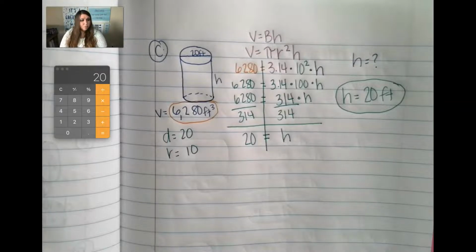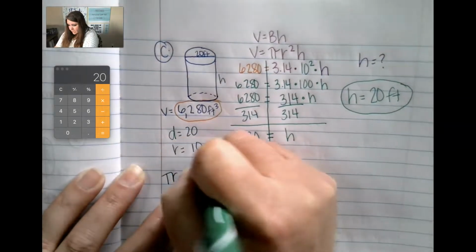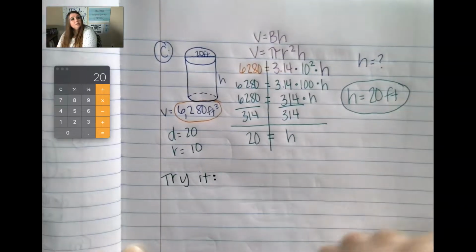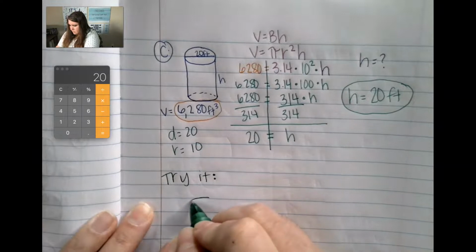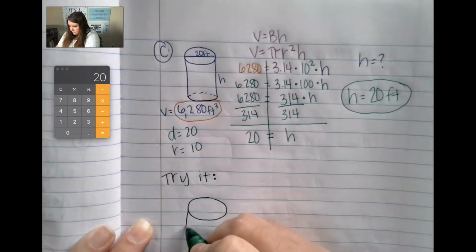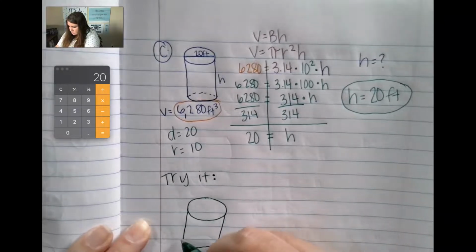Okay, we are going to look now at your try it. So let's go ahead and look at your try it for today. You are looking for the height. So look for the height. This cylinder that they give you today happens to be slanted. So I'm going to try my best here to draw one that's slanted so that you can see it.